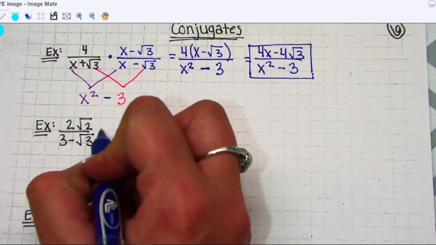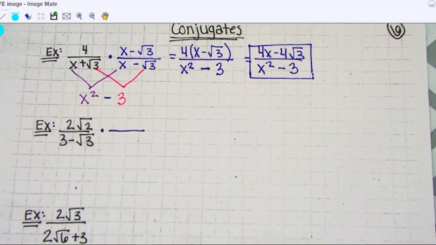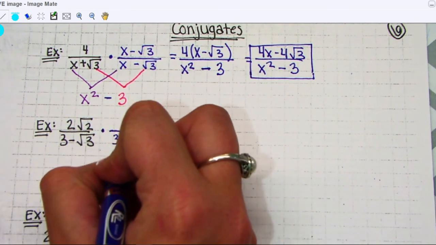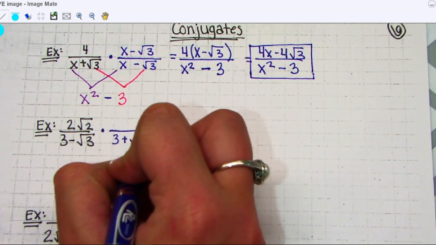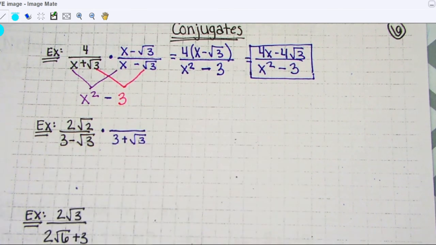What should I multiply on this one? Yes, 3 plus the square root of 3. Remember, it's the opposite of what you start with. You start with minus, change to plus. Okay, I'm going to do that on the top and on the bottom.